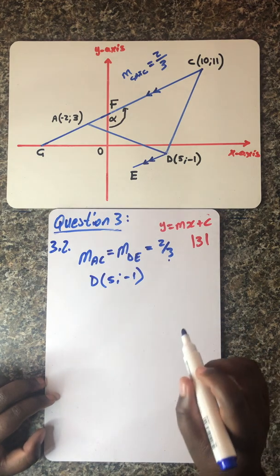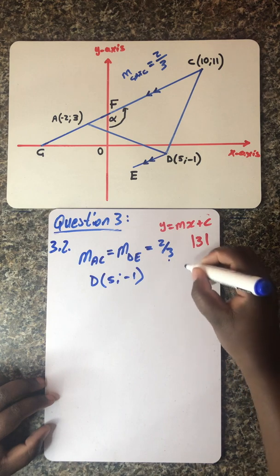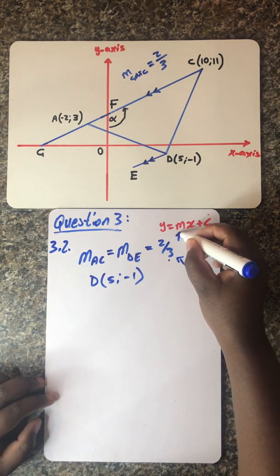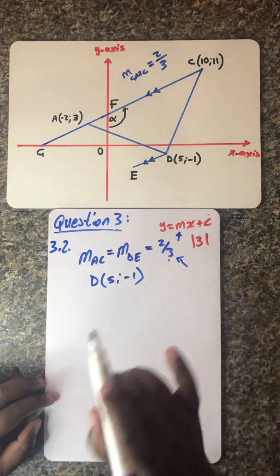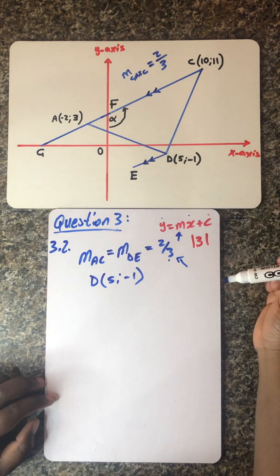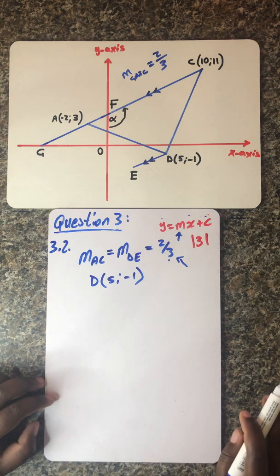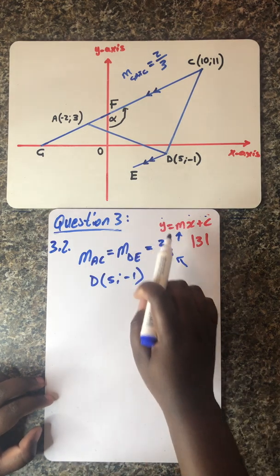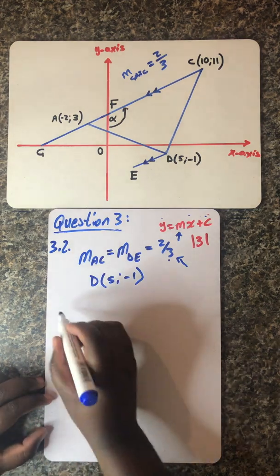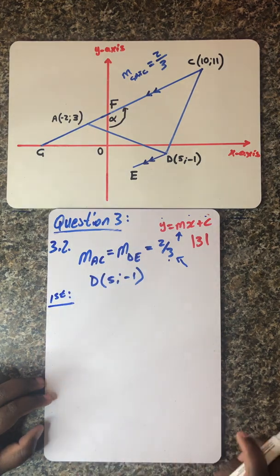Okay, so why do we need only one coordinate? Ladies and gentlemen, very, very much important. We already have the gradient, which is that gradient over there. So we just need one coordinate to substitute the y value and the x value to calculate the value of c. In that way, we can present the answer in the form of y equals mx plus c. Okay, so guys, let's just consider this the first way of answering this question.